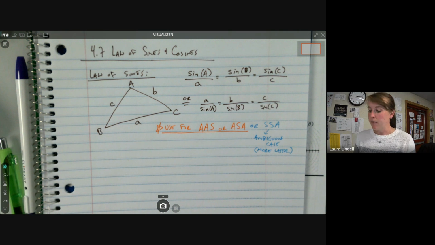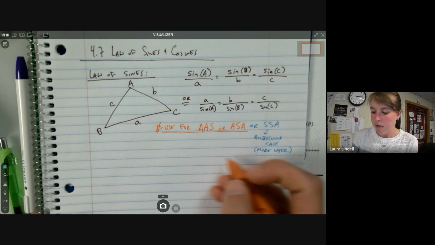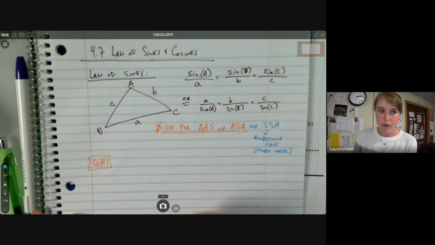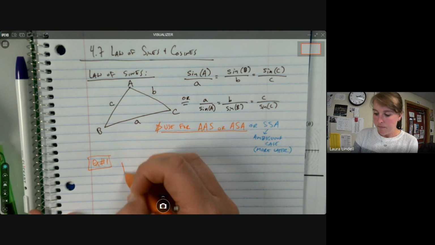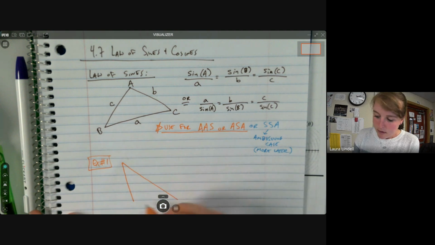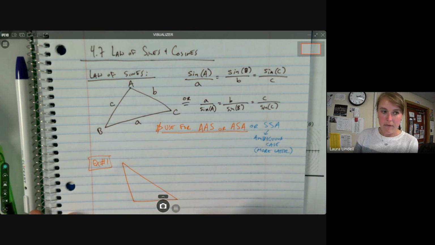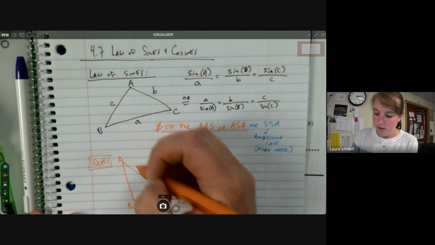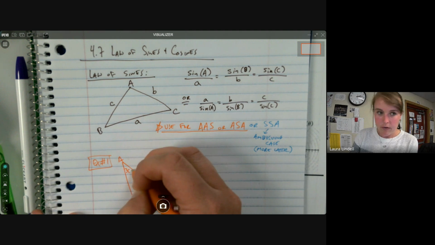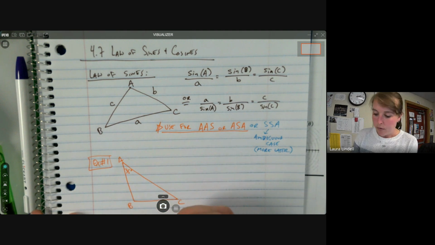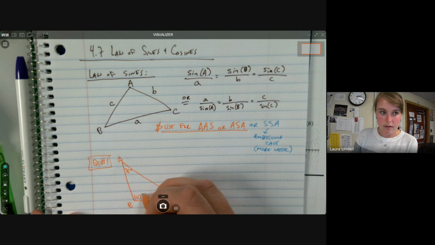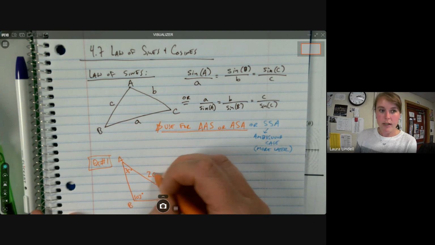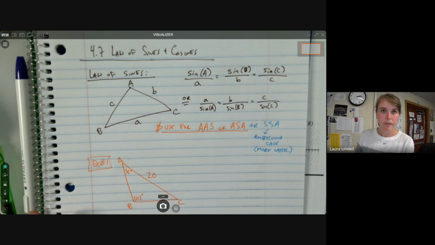So let's do an example of using the law of sines. All right. So we're going to have a triangle, and we're going to know some of the information about that triangle. We know that this is 35 degrees. We know this is 103 degrees. We know this side is 20. And that is all that we know.